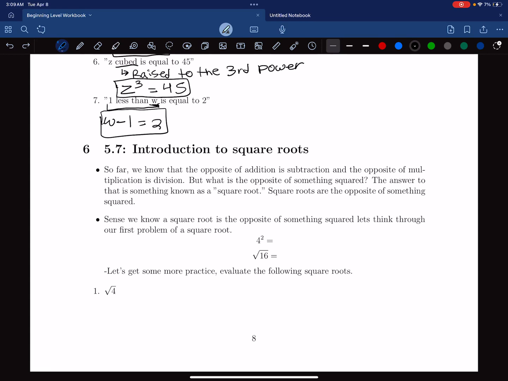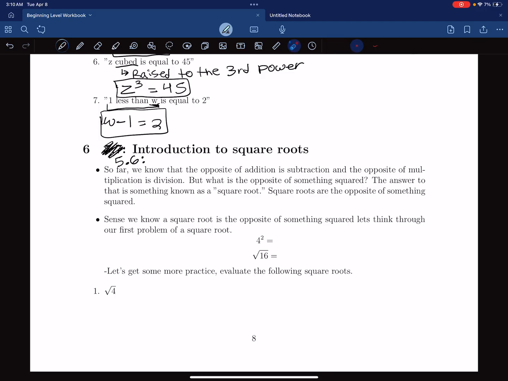In this video, we are going to get an introduction into square roots. Now, one thing I do want to point out before I get started is that this is not section 5.7. I made a typo when I was making the notes. This is actually section 5.6. Okay, now let's get started.